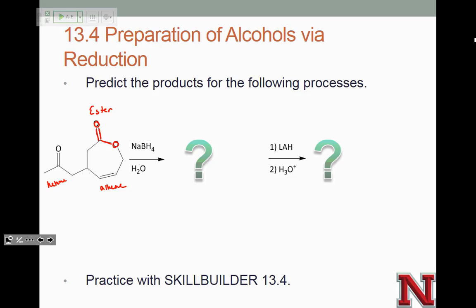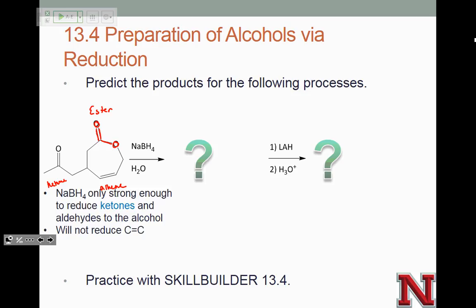So with our first functional group, we have our sodium borohydride and water. Those two things can be mixed. That's perfectly fine. And our sodium borohydride is our hydride reducing agent. We will not touch the pi bond. We also will not reduce our ester. It's not strong enough, but we will reduce our ketone to a secondary alcohol. So that's our intermediate compound.